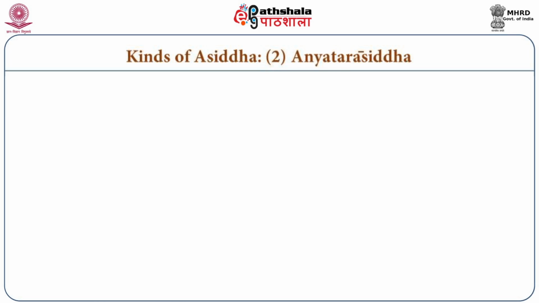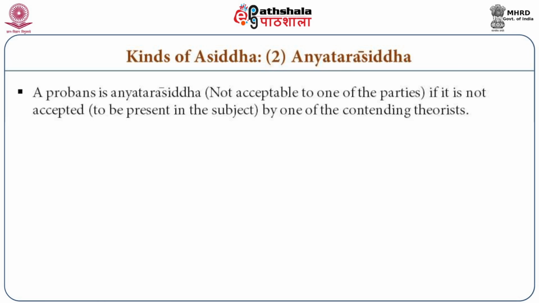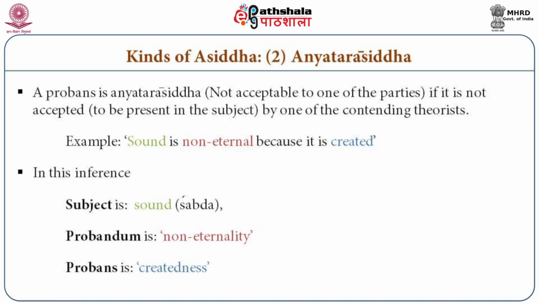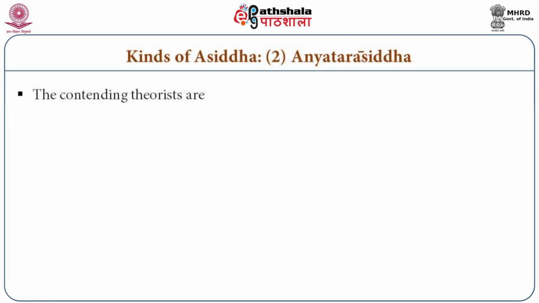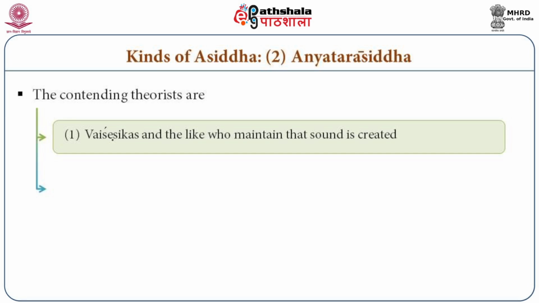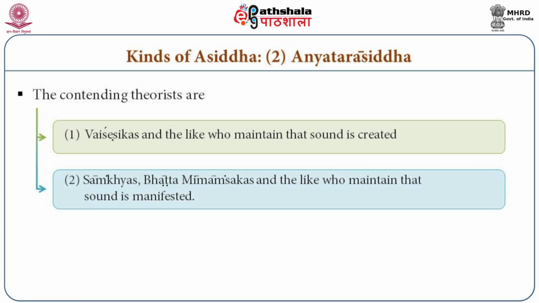The next one is anyatara asiddha. The probans is anyatara asiddha, not acceptable to one of the parties, if it is not acceptable as present in the subject by one of the contending theorists, that is either by Vadin or by Prativadin. Now, let us consider the example: sound is non-eternal because it is created. In this inference, sound is the subject, non-eternality is the probandum, and createdness is the probans. Here the contending theorists are Vaisheshikas and others who maintain that sound is created, and Sankhyas, Bhattamimamsakas, and the like, who maintain that sound is manifested and it is not created.